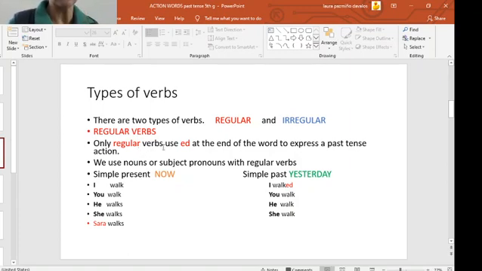regular verbs use ed at the end of a word to express a past tense action. Are you clear with this? Únicamente los verbos regulares, que luego les voy a dar una lista, usan el ed cuando hablamos del pasado. ¿Sí?